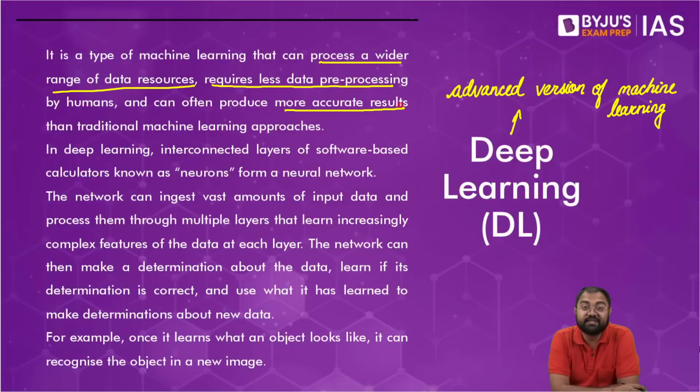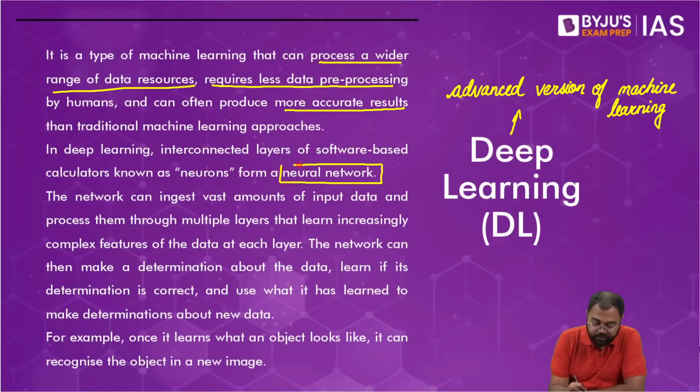So that is why we are saying that it's advanced, because the training required will be less, the accuracy will be higher, the results will be published faster, and they'll be able to process a lot more data in a very short span of time. So when these kinds of systems are deployed, they are called deep learning. Now, in deep learning, we see that they use something called a neural network.